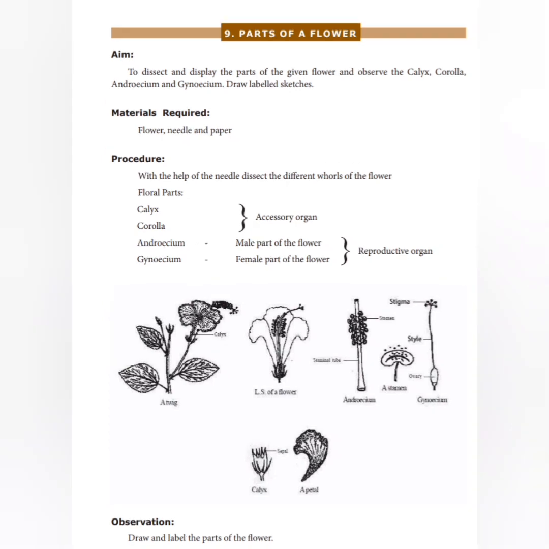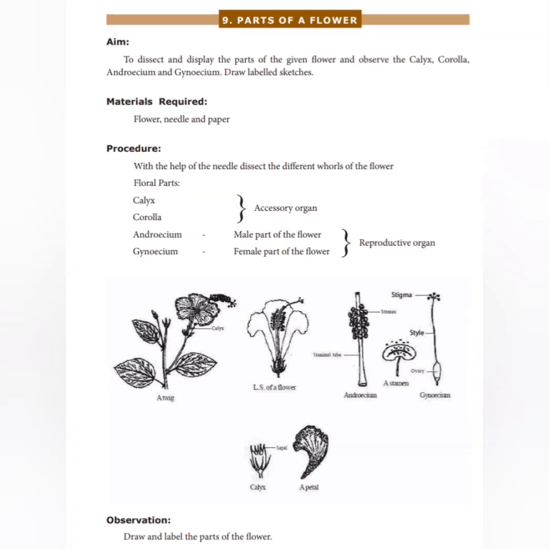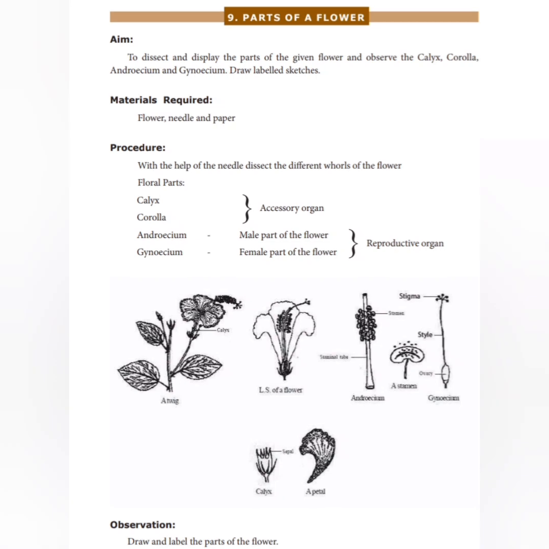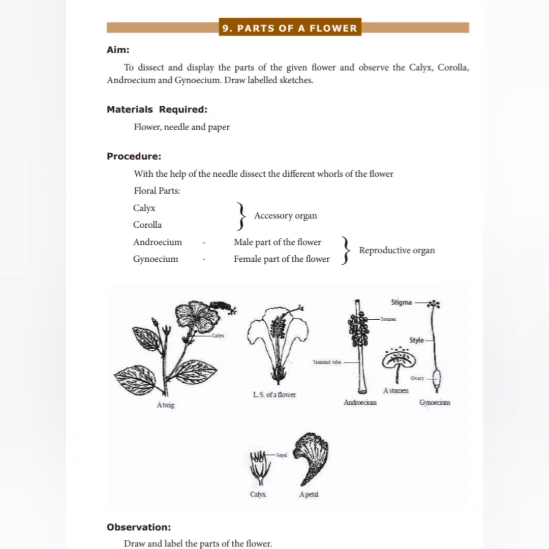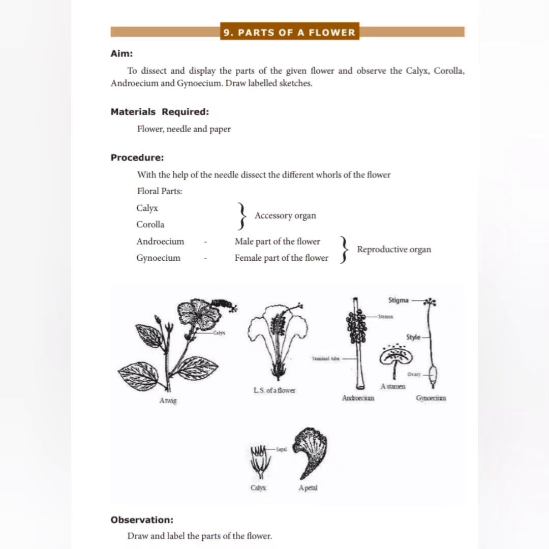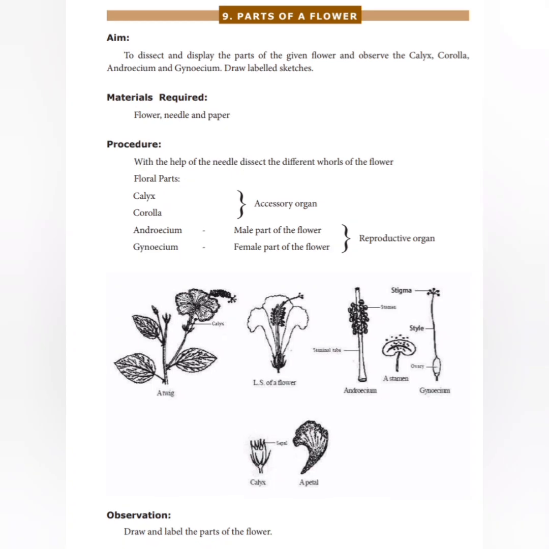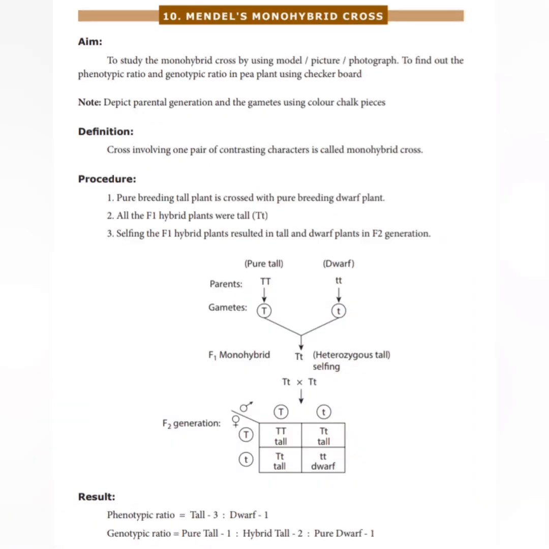And next we are going to see the next experiment, parts of a flower. In this experiment you should dissect a flower. Mostly they will give a hibiscus flower. In this hibiscus flower you can take the calyx, corolla, androecium, gynoecium and stamen. After that you can write the aim, material requirement, procedure and you should draw the diagram. At last you should write a result also: I dissected the given flower, hibiscus rosa sinensis. Totally 5 marks.